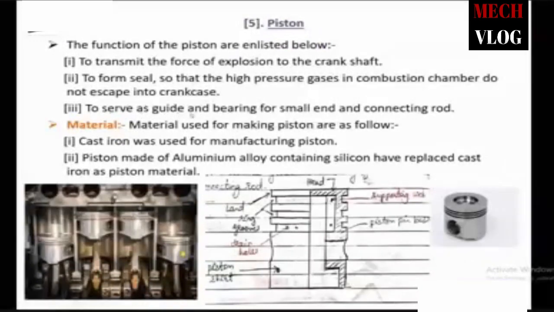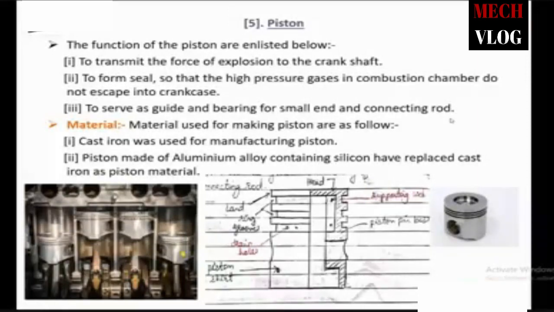And third, to serve as a guide and bearing for the small end of the connecting rod. The connecting rod contains a small end and a big end. The piston is connected to the small end using a gudgeon pin, so it also serves as a guide for the small end and connecting rod. These are the main functions of the piston.